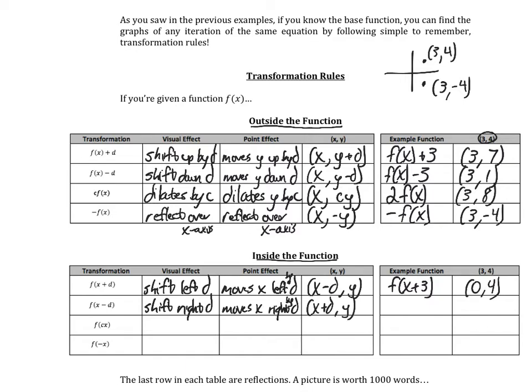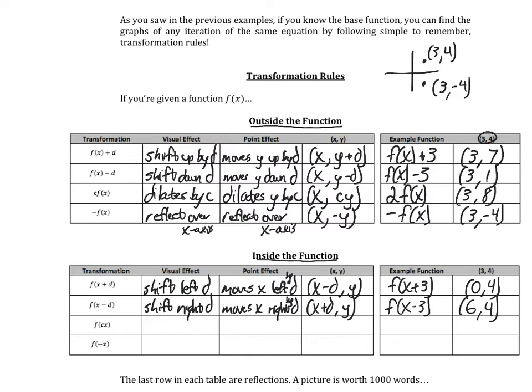It's a little bit counterintuitive. You'd think if we're adding something on the inside, we're going to add something to the point. It's reverse when it's inside the function. So if I have something like f of x minus 3, I'm going to add 3 to the point. It's going to have the opposite effect. So adding 3 to the x coordinate is going to become 6, 4.